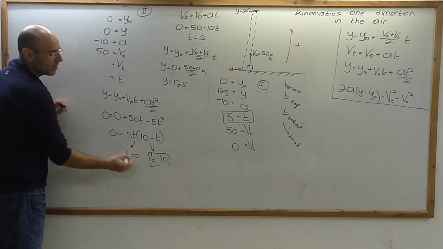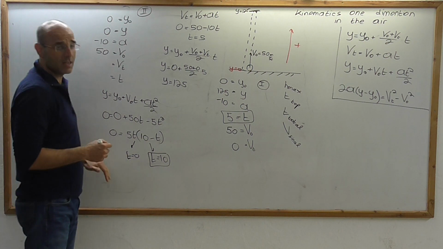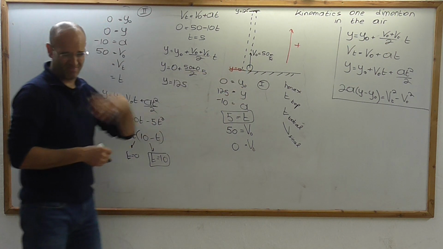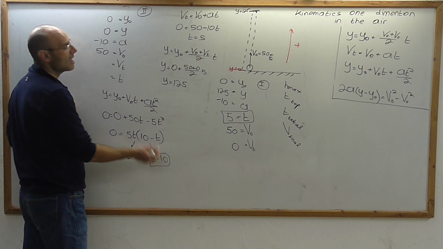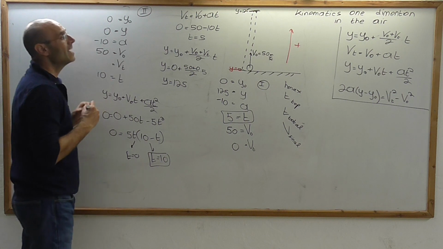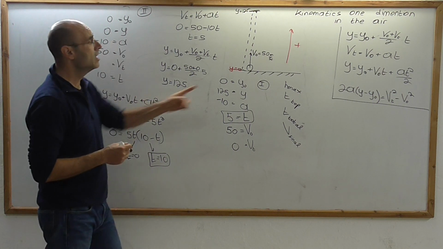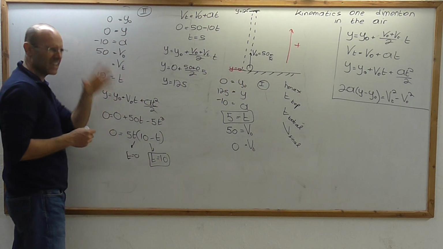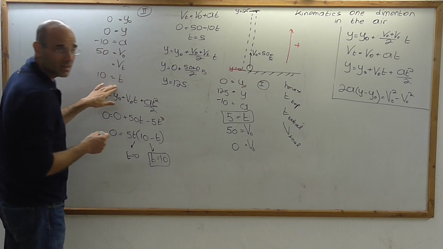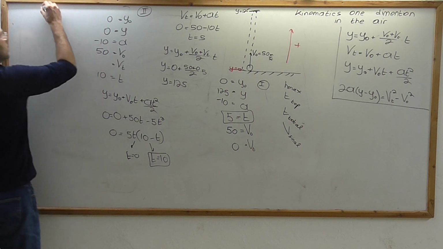Why 0? I don't care for it. We know that at t equals 0, it was on the ground, but we don't care for this solution. It will take it 10 seconds to reach again the ground. And now we prove that it's symmetrical. Why? Because it took it 5 seconds to go up. Obviously, it will take it 5 seconds to go back down. Altogether, 10 seconds. Let's find the Vt.